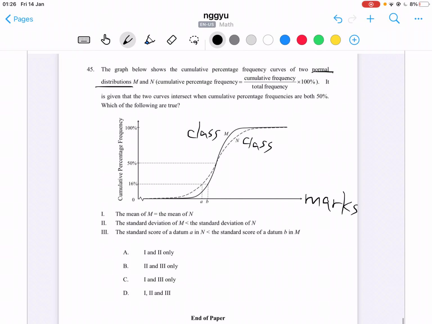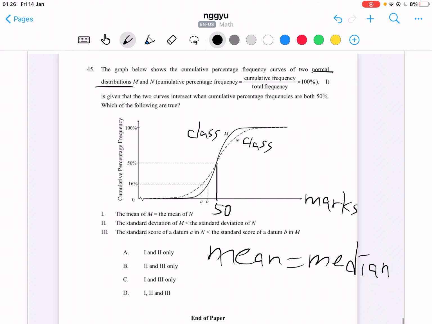Okay, let's draw a line where they intersect. Maybe let's say this is 50 marks, the passing mark of the test. The mean of M is equal to the mean of N. Okay, in normal distributions, the mean is equal to the median. And let's check their medians.